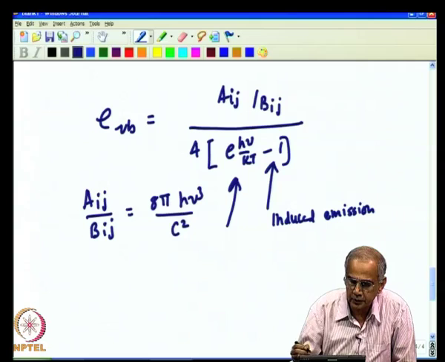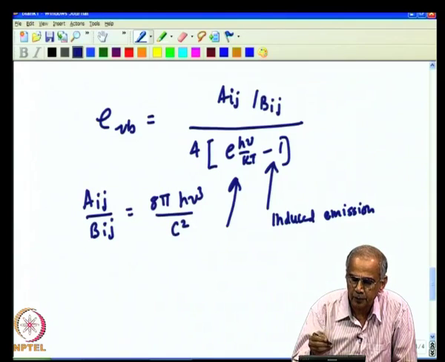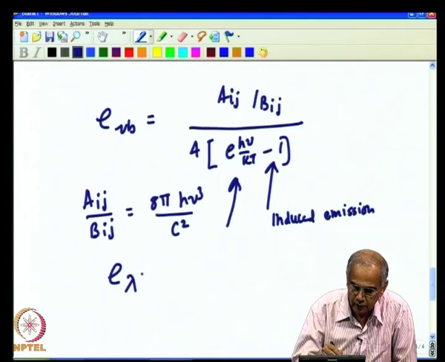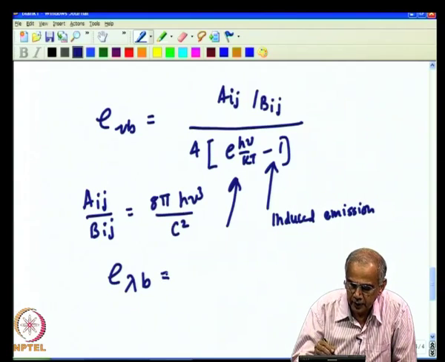Now, this derivation done both by Einstein and Planck uses the frequency coordinate system, that is, we calculate emissive power per unit frequency, but we also would like to know what is the value per unit wavelength, and that, as you recall, can be easily obtained from this equation.